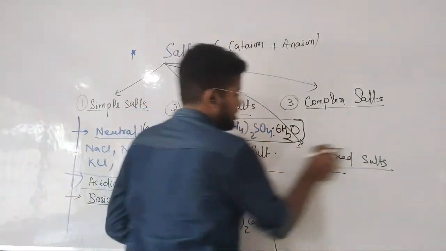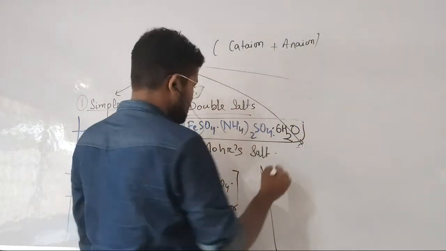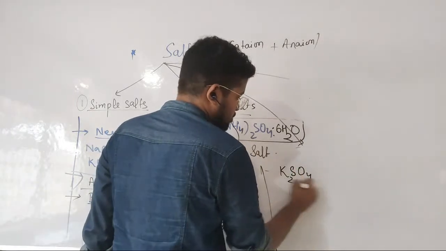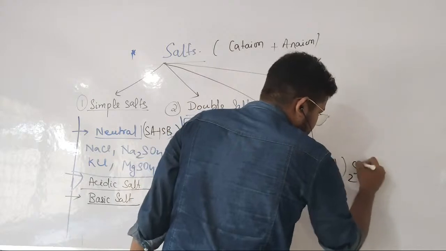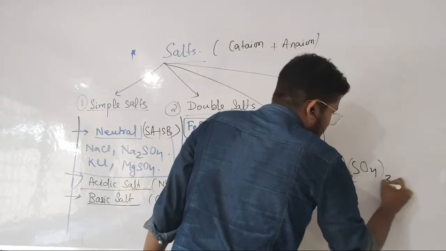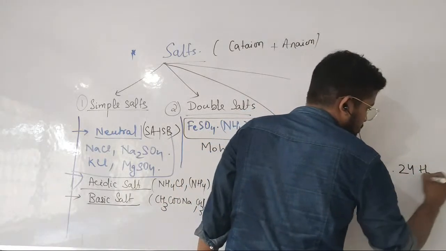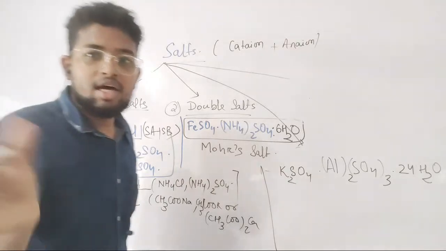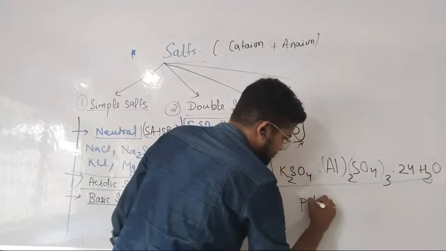So can I erase this mixed salt part? We'll discuss it later, mixed and complex. So next one is potassium alum, K2SO4.Al2(SO4)3.24H2O. So do you guys know that fitkiri thing we rub on our face after shave? So this is potassium alum.